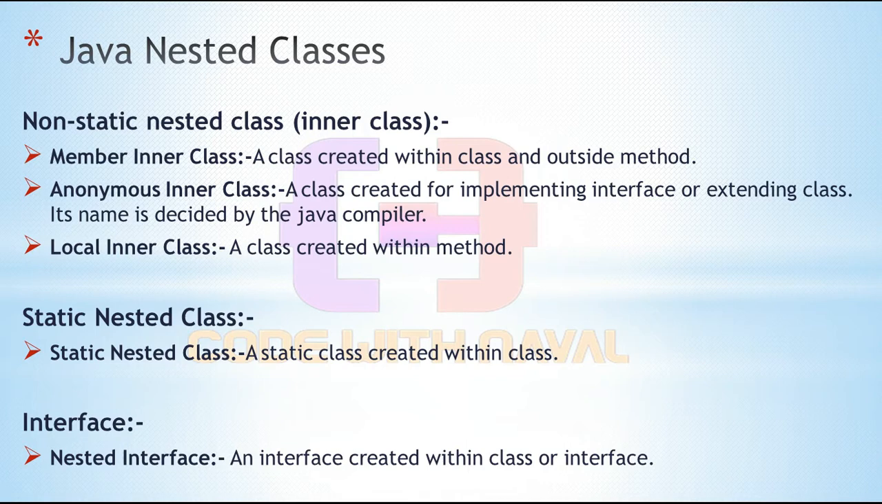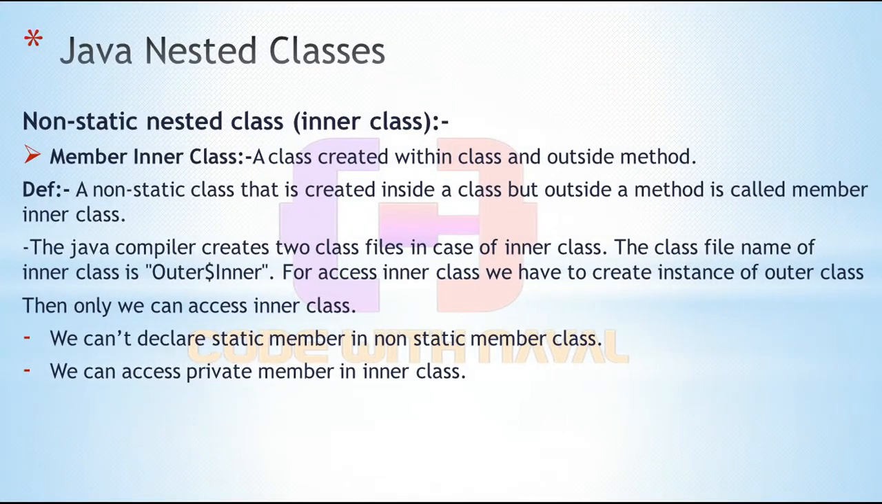Then we have the static nested class. A static nested class means we can create a nested class inside a class using the static keyword. Then we have the interface. We can declare a nested interface also, either inside a class, or inside an interface we can create a nested interface. Okay, let's see one by one.